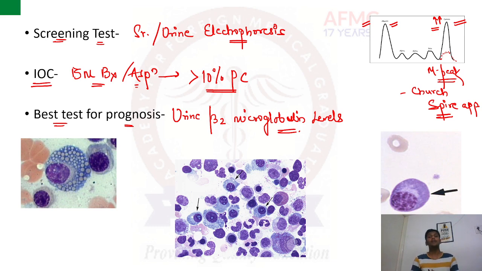Urine beta 2 microglobulin along with serum albumin is also used for staging of multiple myeloma. If you do not remember the staging, it's fine, but at least all these other facts are important for you to remember, because staging is usually asked in INI-CET or NEET PG examinations.